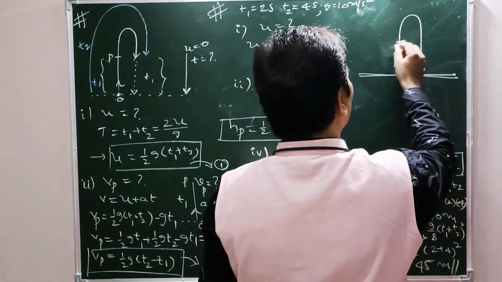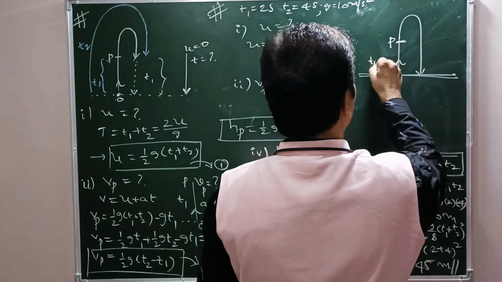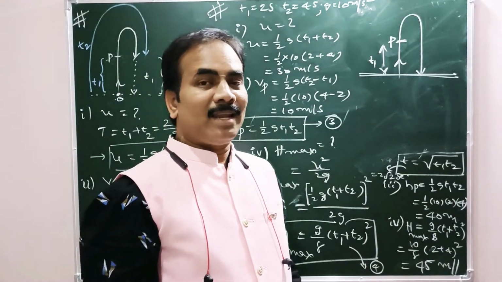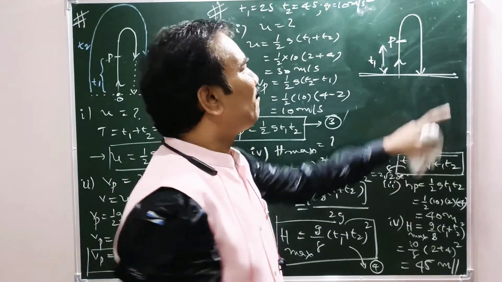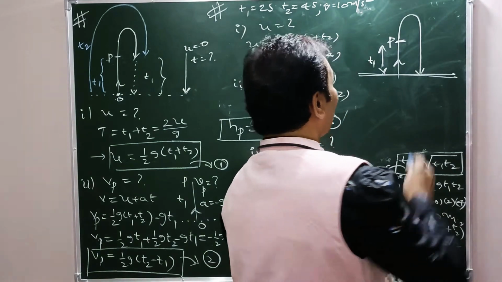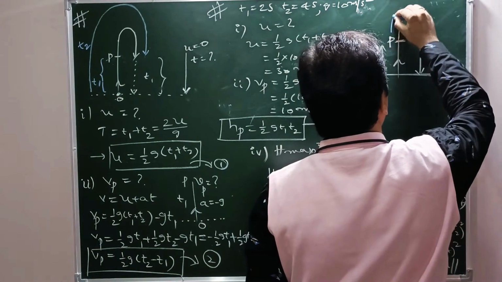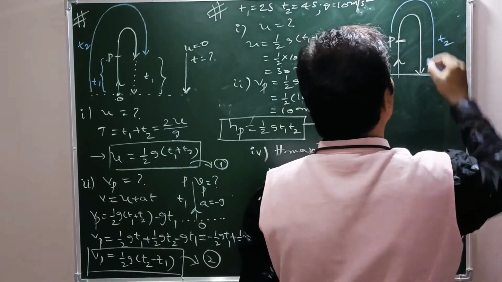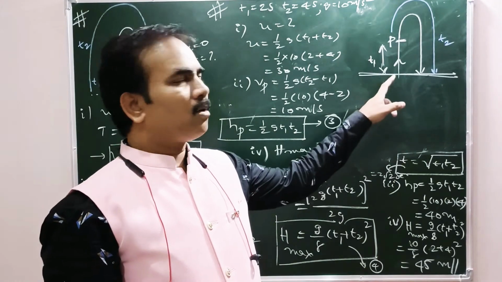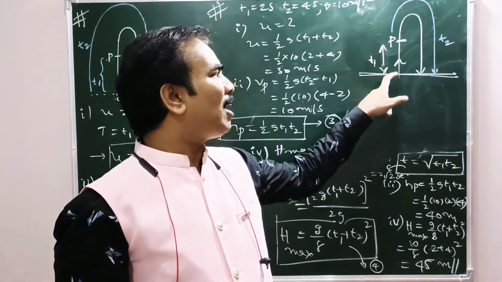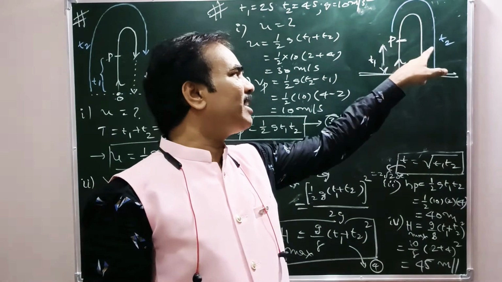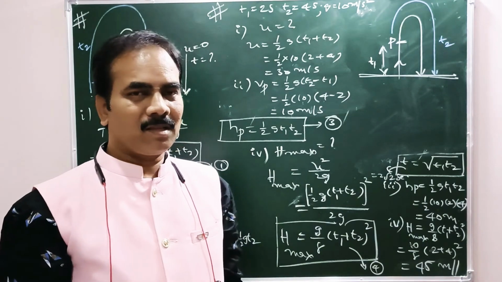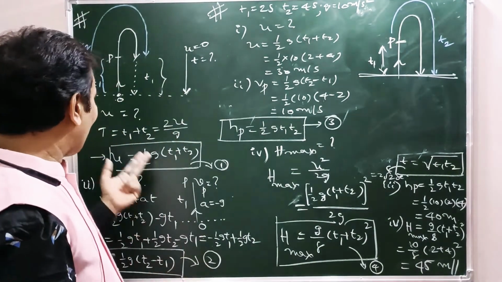Once at T1 seconds. Then in the next T2 seconds, the particle reaches the ground from point P. What is the time taken by the particle to reach the ground? T2. Alright? So the time taken by the particle to reach P from the point of projection is T1. In the next T2 seconds, it reaches the ground.